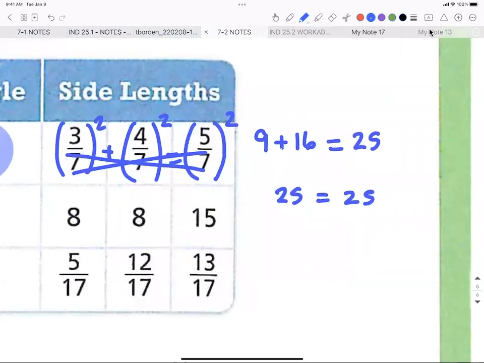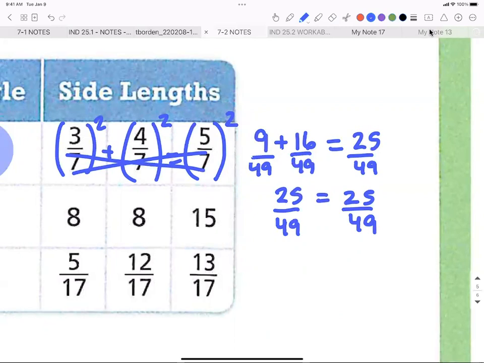All right. Now I'm going to show you why I was able to do that. If I don't do the shortcut, I also square the denominator. So I'd get over 49, over 49, over 49. My denominators are the same. So I would add 9 plus 16 and I would get 25 over 49. And this is 25 over 49. Is it still a right triangle? Yes. So adding those fractions, adding those denominators in didn't change a thing. You still get whether or not it is a true statement or not.